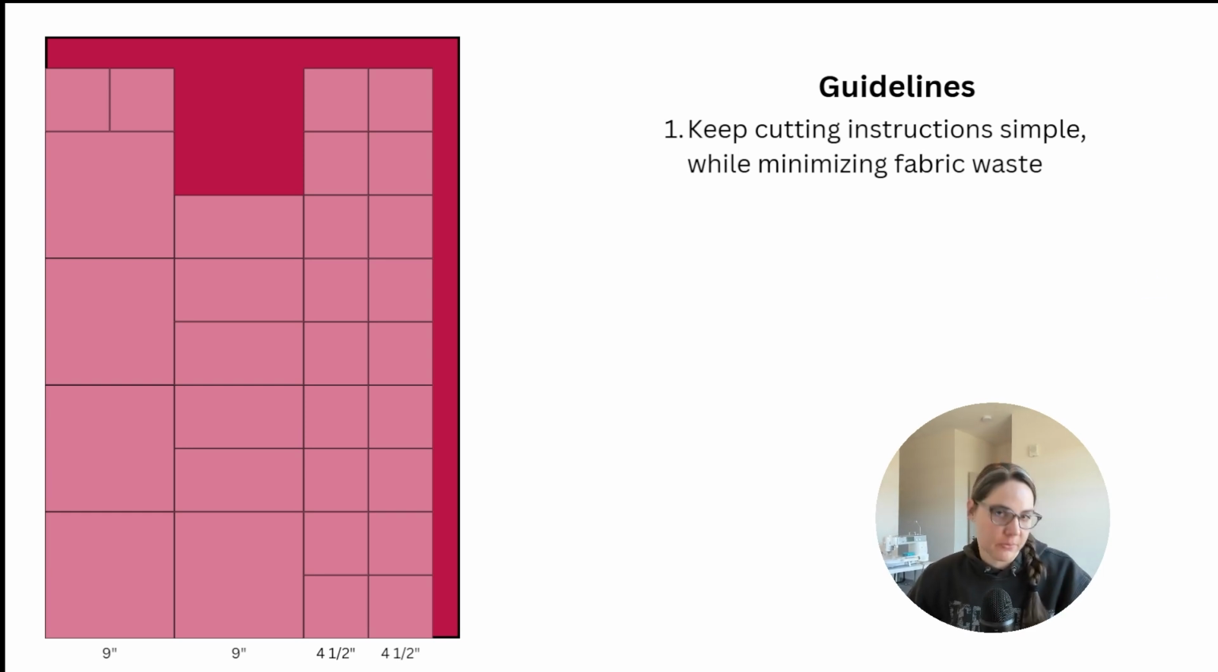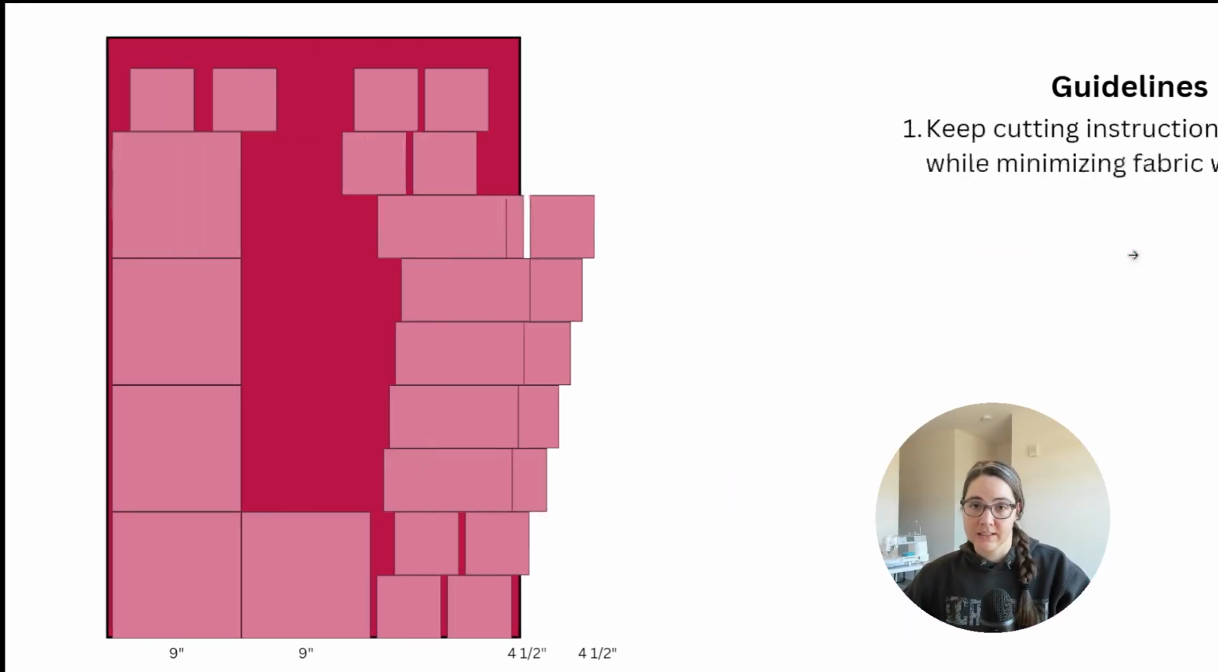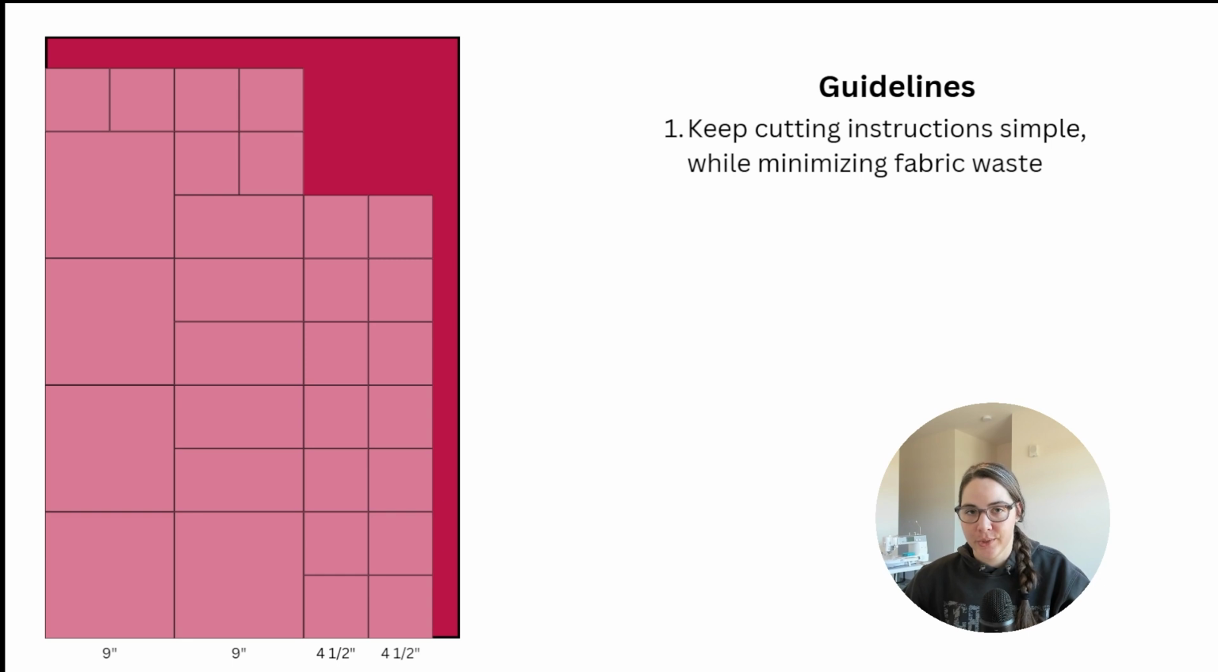Now we could take this a step further and take more of those 4.5-inch squares and put them on the remainder of your 9-inch strip. That would look something like this. The reason we don't want to do this is because it doesn't actually help us minimize fabric. It just adds cutting instruction complexity without actually saving fabric, and that's something we want to avoid.